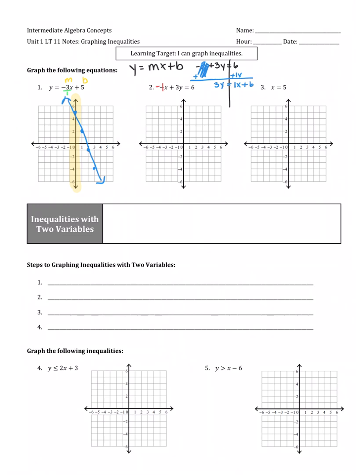Okay? The left side still says 3 times y, and we want just the y. So the opposite of multiplying by 3 is dividing by 3. If I divide this piece by 3, this one has to be divided by 3, and this one's divided by 3. So now I'm left with y equals 1/3 x, and then 6 divided by 3 is going to be plus 2.